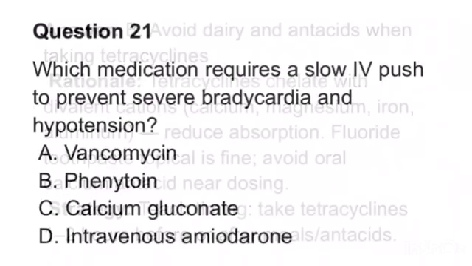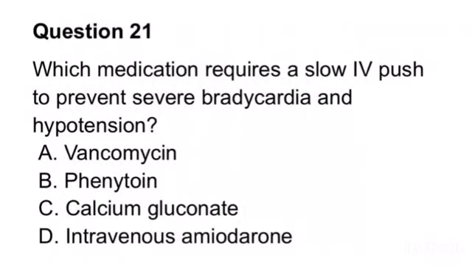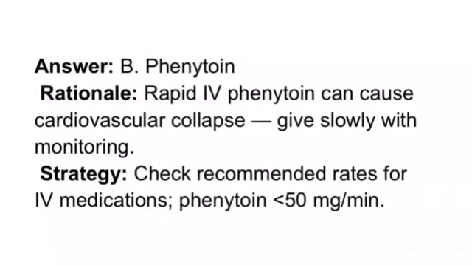Question 21. Which medication requires a slow IV push to prevent severe bradycardia and hypotension? A. Vancomycin. B. Phenytoin. C. Calcium gluconate. D. Intravenous amiodarone. Answer: B. Phenytoin. Rationale: rapid IV phenytoin can cause cardiovascular collapse, give slowly with monitoring. Strategy: check recommended rates for IV medications, phenytoin less than 50 mg per minute.